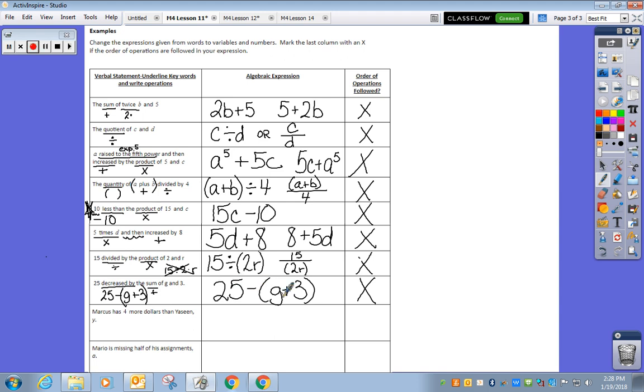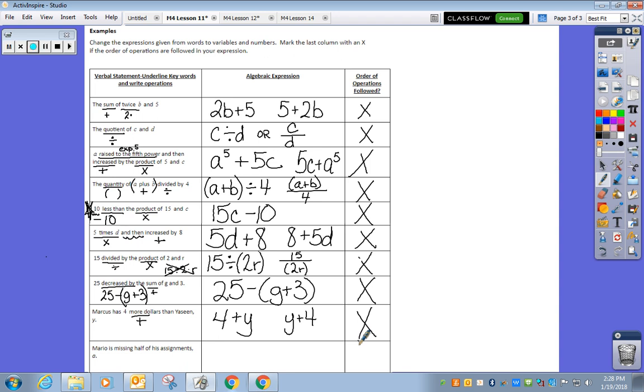So the next one says Marcus has 4 more dollars than Yassine, and Yassine is being represented by the letter Y. So more means I'm adding, so I'm going to take 4 and add it to Yassine. I can also write this as y plus 4. It's only one operation, and it is commutative, so it doesn't matter which order we write it in.